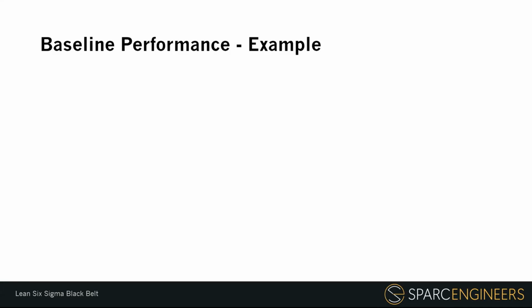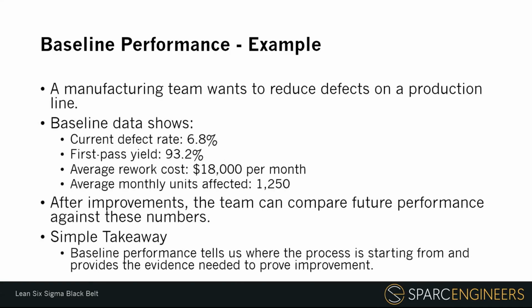Baseline performance example. This slide gives us a simple manufacturing example. The team wants to reduce defects on a production line. Before making changes, they collect baseline data. The current defect rate is 6.8%. First pass yield is 93.2%. Average rework cost is $18,000 per month. And the process affects about 1,250 units per month.